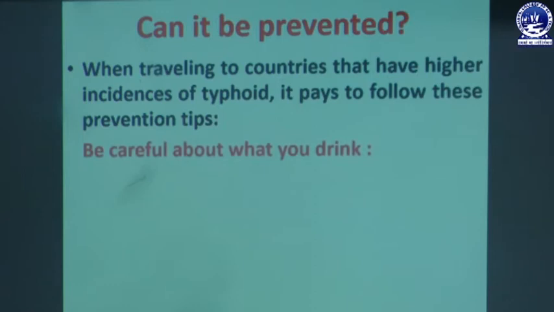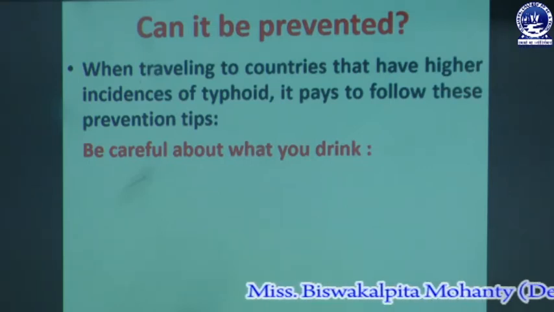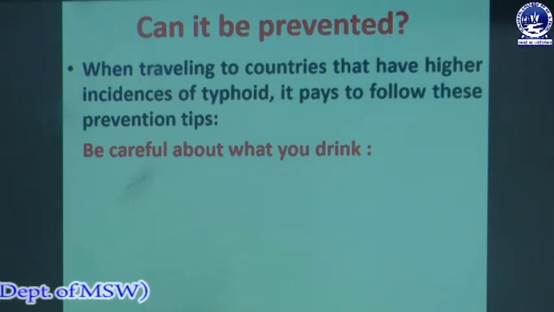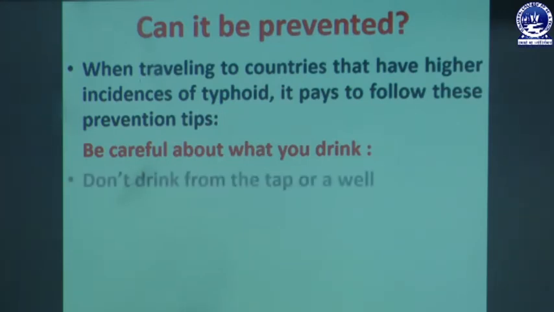The first tip is, be careful about what you drink. Always be careful when you are drinking any water or any packaged drink. What are the tips we have to follow to be careful about our drinks? Don't drink from the tap or well. If you are drinking water, then don't drink from any tap or open well, and you have to take care before drinking water from any tap or well.